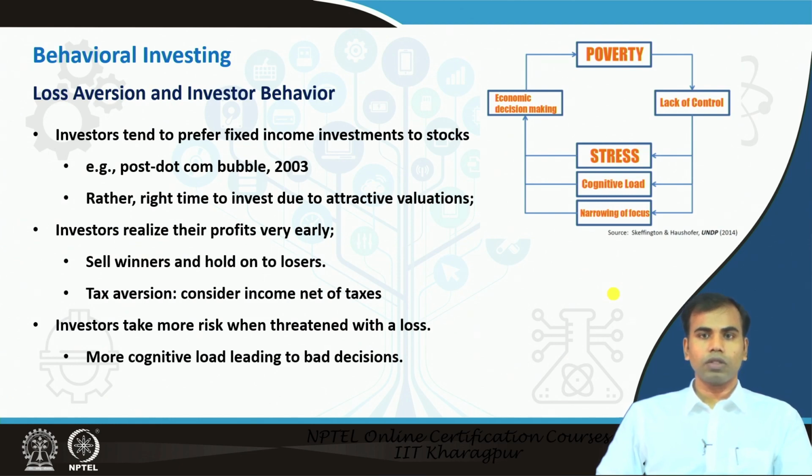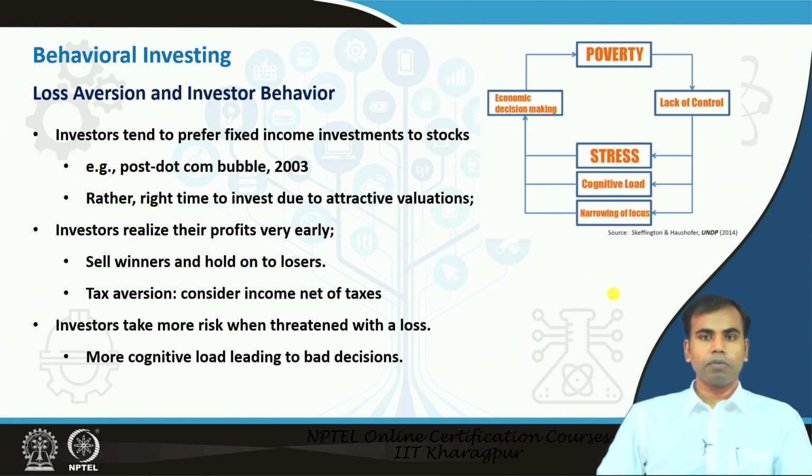exhibit lack of control, which implies that if you are facing resource constraint, and this resource could be anything, it could be time, money or any other resource. So, when you have resource constraint, you tend to behave with lack of self control, which will further result in stress, cognitive load and your narrowed focus. And all these things put together will encourage you to take decisions which are suboptimal, and ultimately you make bad economic decisions, which will eventually lead to further poverty or further resource constraint.